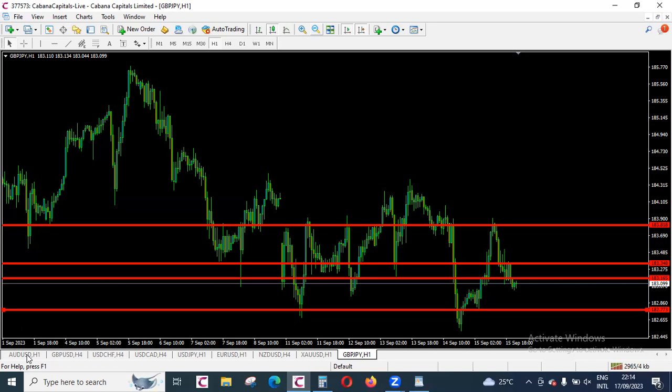I hope that is clear. You don't have to trade all pairs, please. Just choose 1 or 2 pairs. My preferred pairs are Australian dollar USD and Euro Aussie. If I don't see a good setup on those pairs, sometimes I will trade gold or USD JPY. That's if there are no good setups on Australian dollar USD and Euro Aussie. I'll look at gold and USD JPY.